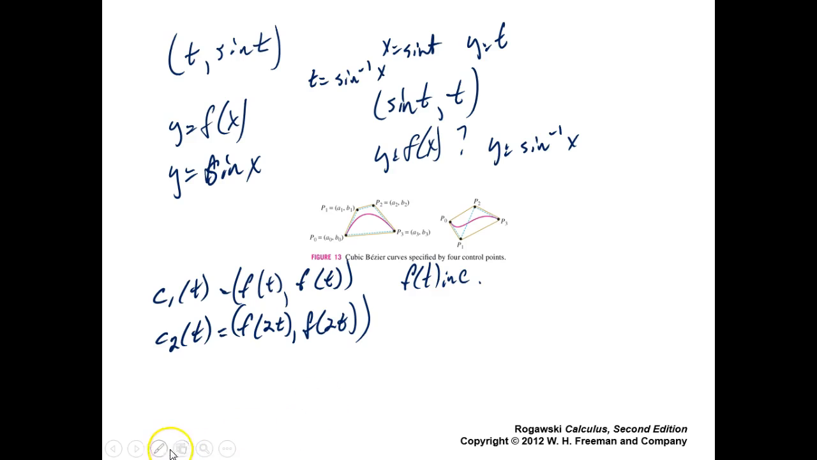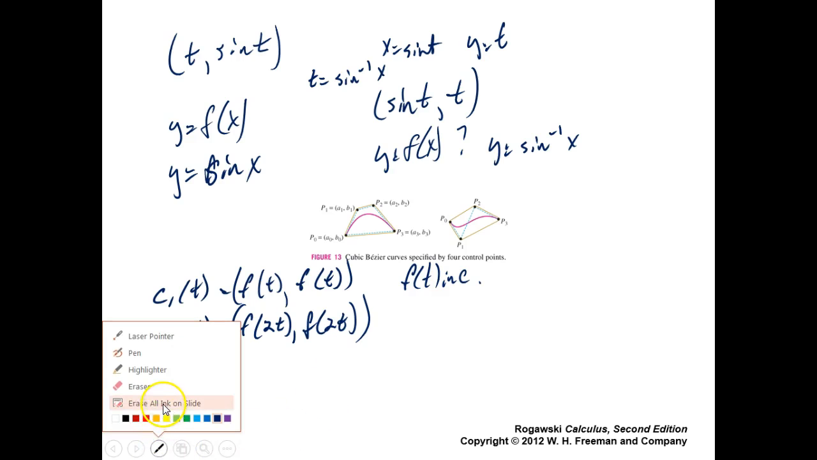Find 3 different parameterizations. Let me go on to a clean slide here. 3 different parameterizations of the graph of y is equal to x cubed. 3 different parameterizations of that.